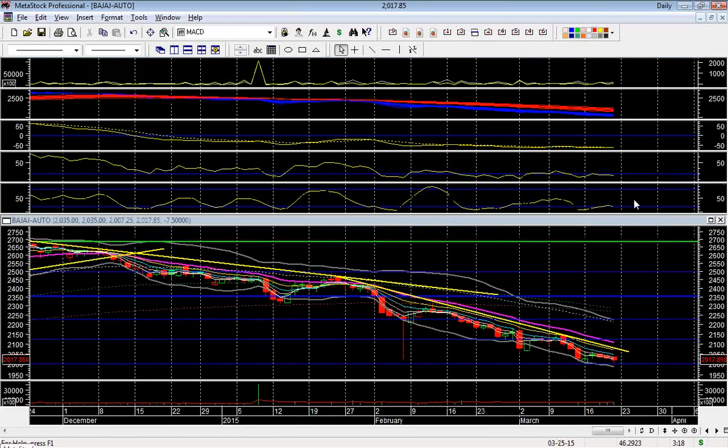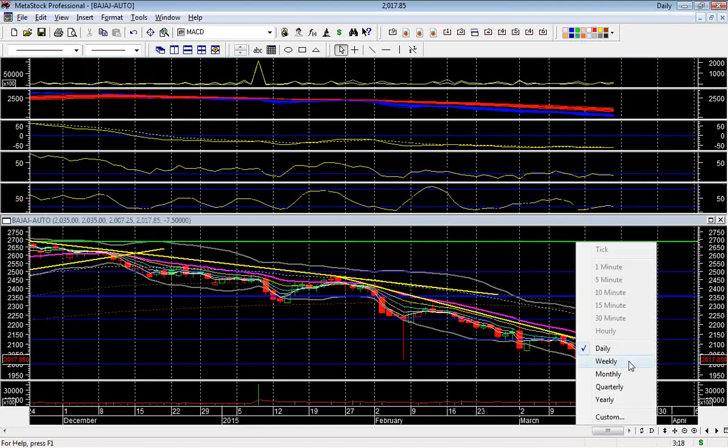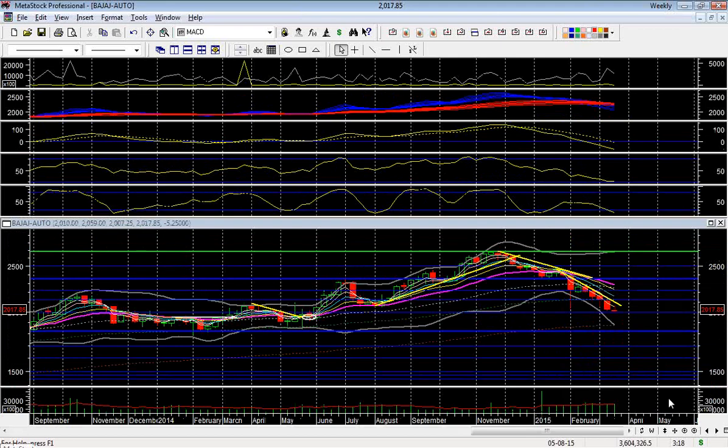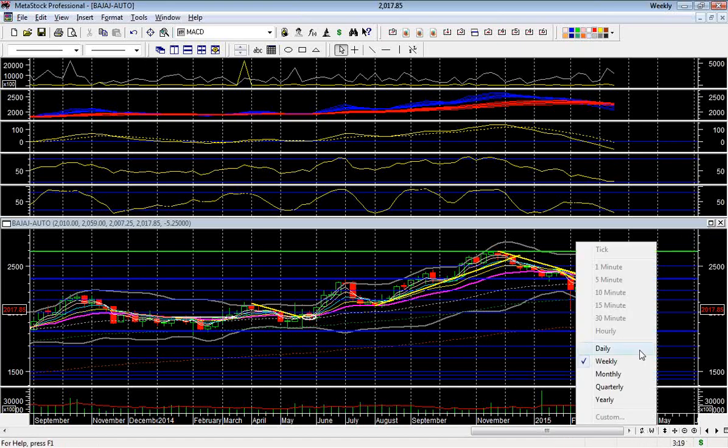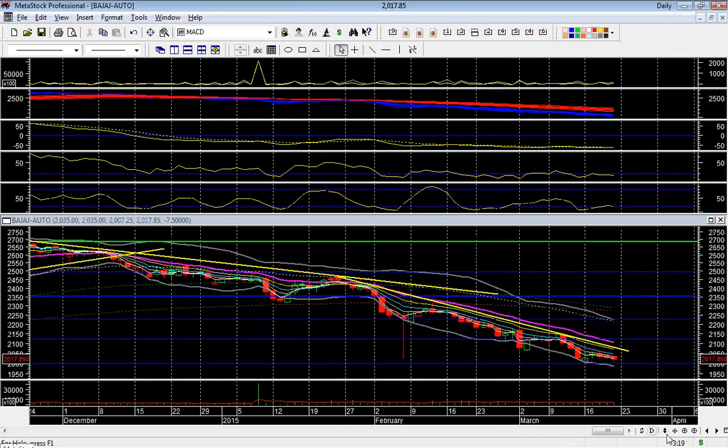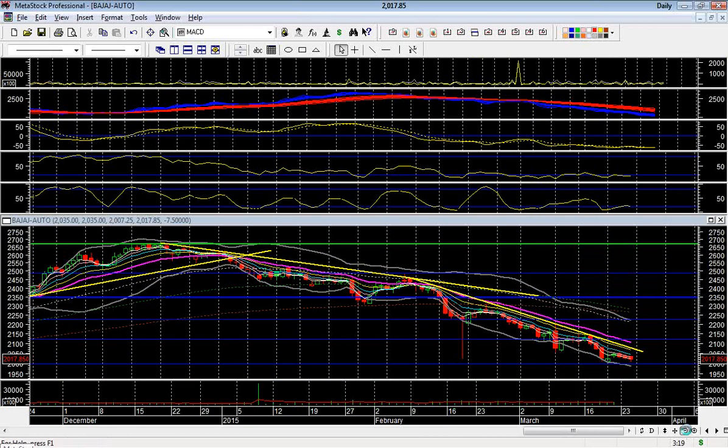Bajaj Auto continues to slip, and one of the things you can see on the weekly chart is that the falling chart has been accompanied by increasing volume and the opening up of the MACD. Right? So from a multi-week perspective, there is perhaps more pain left.